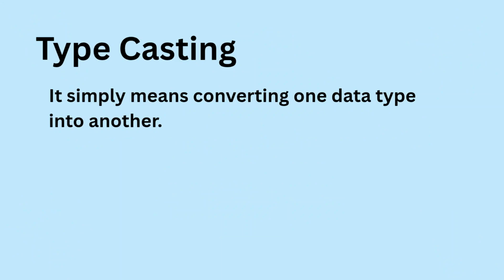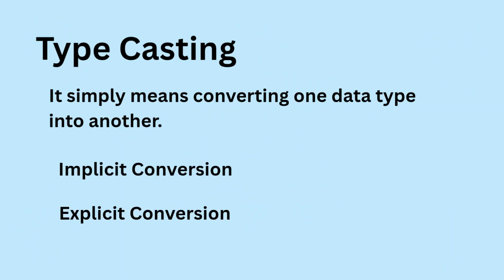Python does this in two ways. First one is implicit conversion and the second one is explicit conversion. Let's see about implicit conversion. Python automatically converts one type into another when needed.